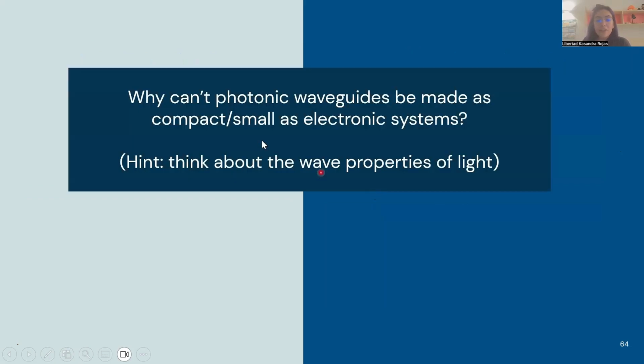And at this point, I'll take the opportunity to ask you, why can't photonic waveguides be made smaller, or made as compact as electronic systems? So what's stopping us? And for that, as a hint, I'll ask you to think about the wave properties of light. So what property of light prevents you from making the system smaller? So the question is, why can't photonic waveguides be made as compact or small as electronic systems? Think about one of the properties of light that we saw at the beginning when we were doing the optics review. What is something that limits light from, well, yeah, I don't want to give it away.